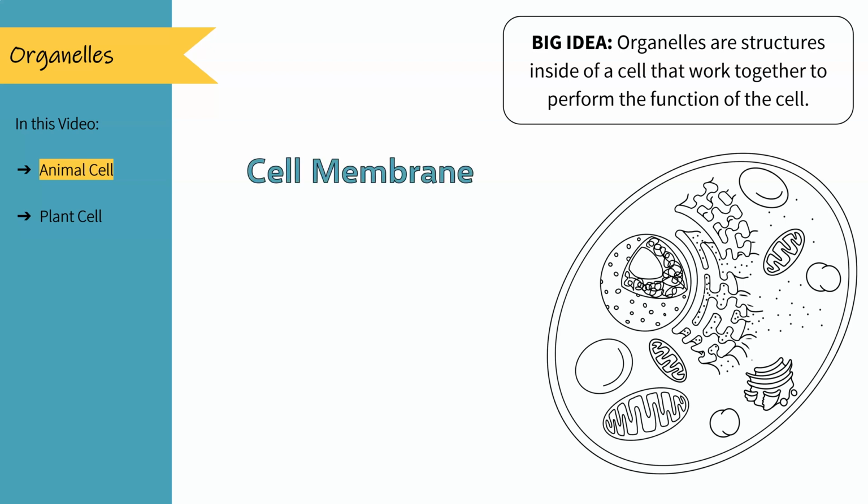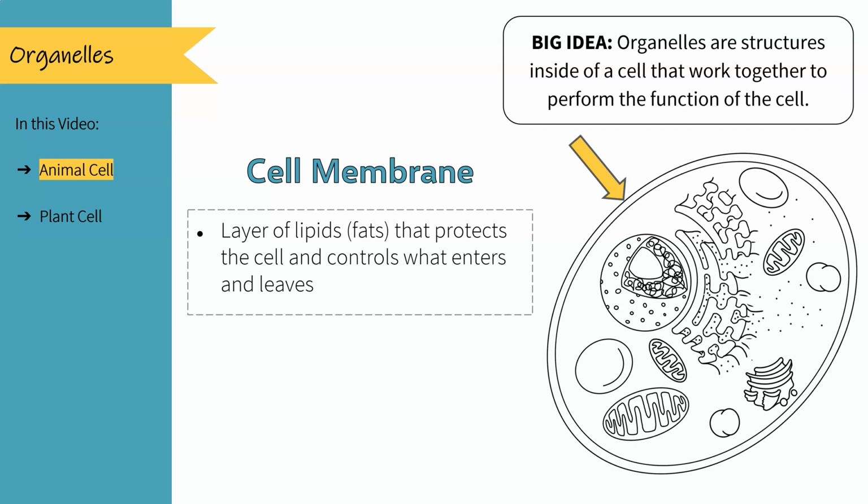The first is the cell membrane. This is a layer of fats or lipids that protect the cell, provides a barrier or a boundary between the inside and the outside of the cell. And the cell membrane also controls what's able to enter and leave the cell.